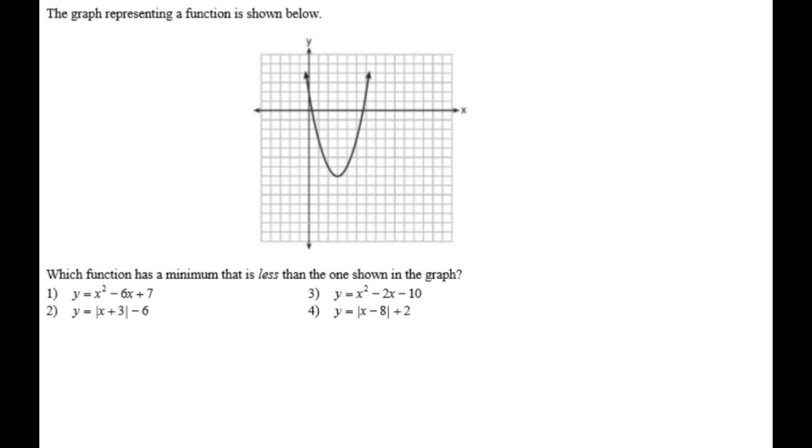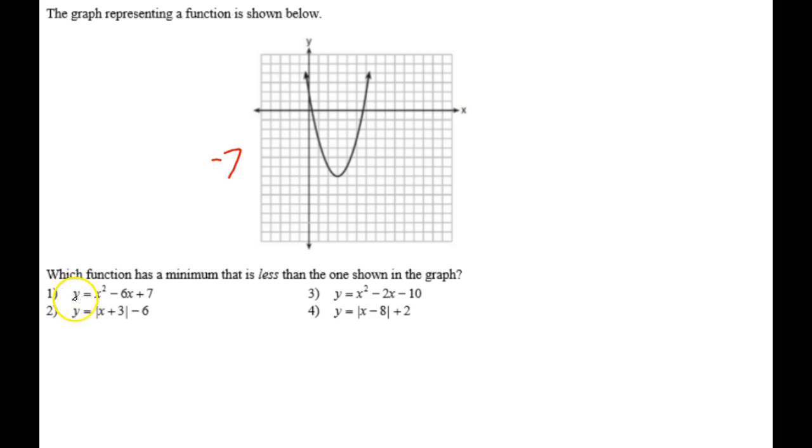Now to the first example. The graph representing a function is shown below. Which function has a minimum that is less than the one shown in the graph? So first we have to find the minimum of the graph. That is -7. The minimum refers to the y value that is the minimum, which is -7, that occurs at an x value of 3. So we have to take each of these functions, find out which one has a minimum less than that.